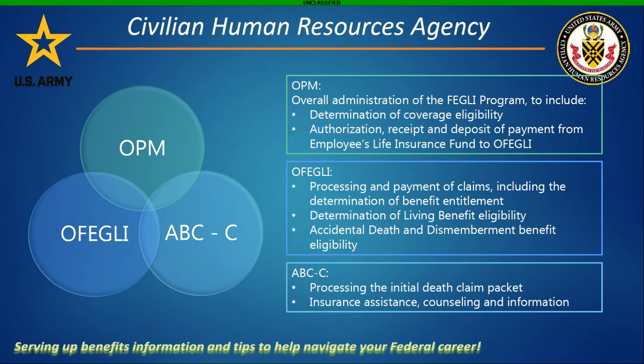The Office of Federal Employee Group Life Insurance, or OFEGLI, processes claim payments and helps to determine any living benefit eligibility. A living benefit is generally applied for and approved if the employee is terminally ill and his or her doctor states the employee's passing is imminent within 9 months. Living benefits can be paid out through a third-party company in advance of the employee's passing, and that third-party company then becomes the beneficiary on the policy. OFEGLI also determines benefit eligibility in the case of accidental death or dismemberment cases.